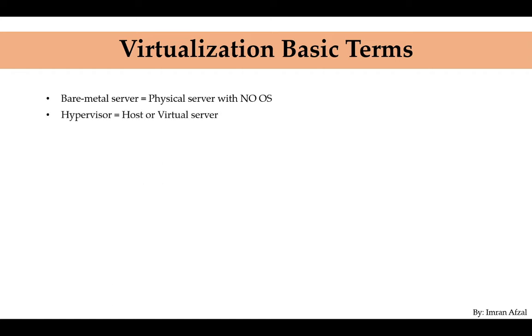Then the next one is the hypervisor. A hypervisor is the virtualization operating system that you could install on the bare metal server. Regardless of which virtualization you're using, whether Oracle, Microsoft or VMware, all of those virtualization servers that get installed on bare metal are called hypervisors. They are also referred to as host or virtual server.